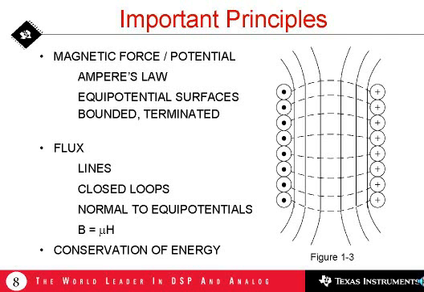The flux lines are always normal to the equipotential surfaces within a given material, and the flux density is proportional to the field intensity. The constant of proportionality is what is called permeability, mu. Therefore, flux density, B, equals permeability, mu, times field intensity. And finally, the most important rule of behavior is the law of conservation of energy, which guarantees that the field will assume a form that will minimize the stored energy, and this principle can often be used to our advantage.